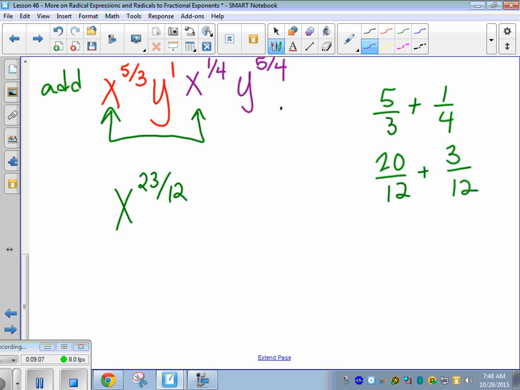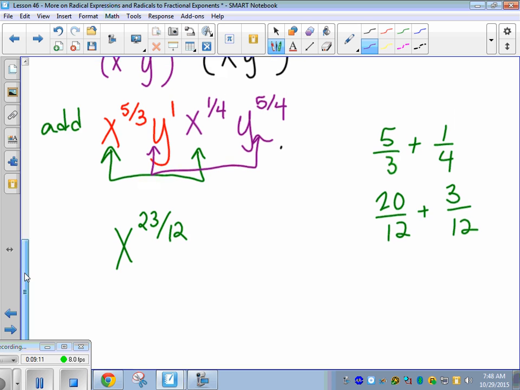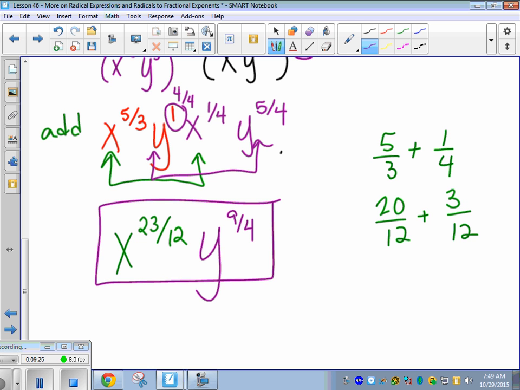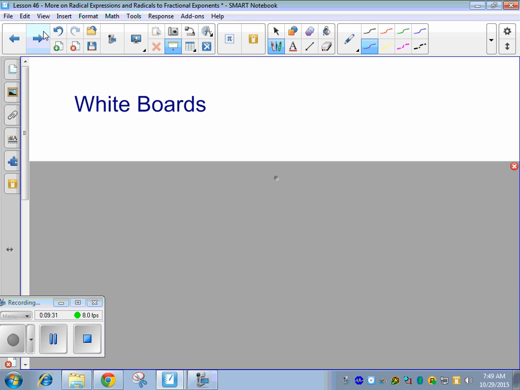Okay, and same thing with the y's. We're going to add the y exponents. Ones are a little bit easier. What can I change 1 to so that I have a denominator of 4? So I'm going to write it right here, 4/4. So I'm adding 4/4 and 5/4, which is 9/4. Okay. Always reduce at the end if you can on those fractions. And I think we're good.